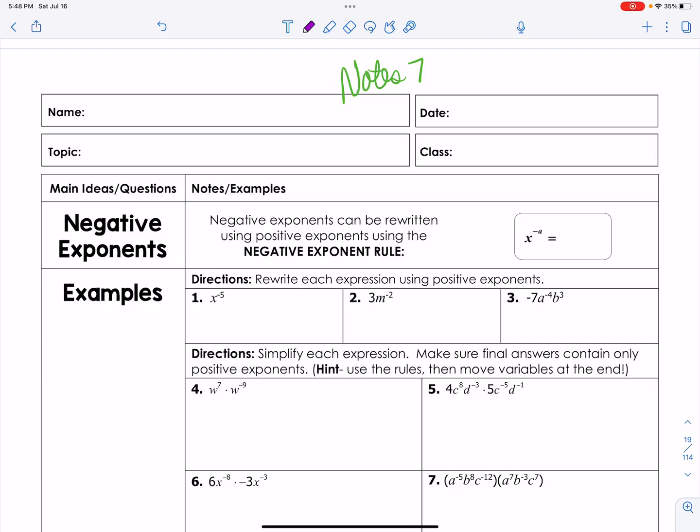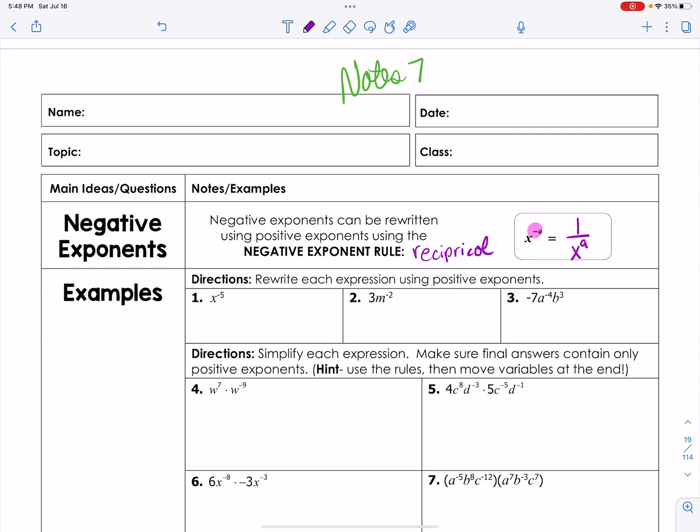So we're going to look at negative exponents and what they do and what they stand for in terms of the problem. This is kind of difficult for kids to understand. A negative exponent can be rewritten using a positive exponent. Basically, what the negative exponent is saying is that the value is in the wrong place, so it's asking you to write the reciprocal.